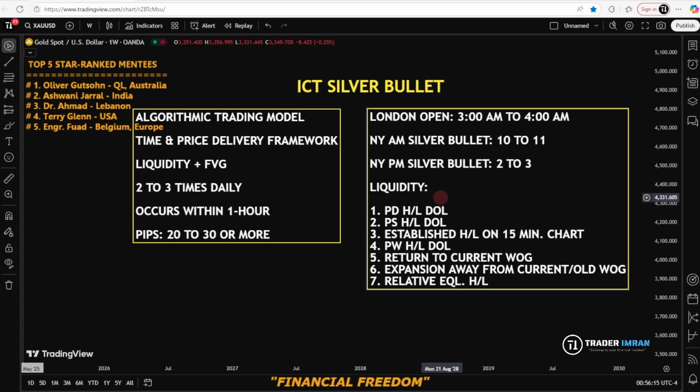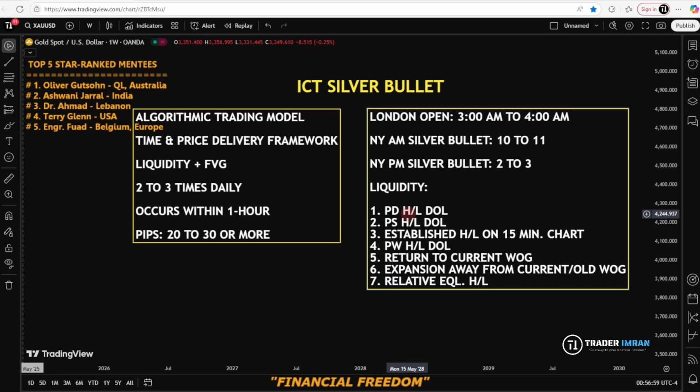Basically, the ICT Silver Bullet strategy was designed and experimented on indices like Nasdaq futures, NQ futures, E-mini, S&P 500, yielding good returns, hence making them the best pairs for the ICT Silver Bullet. But with the passage of time, people started trading forex and metals with this strategy successfully.